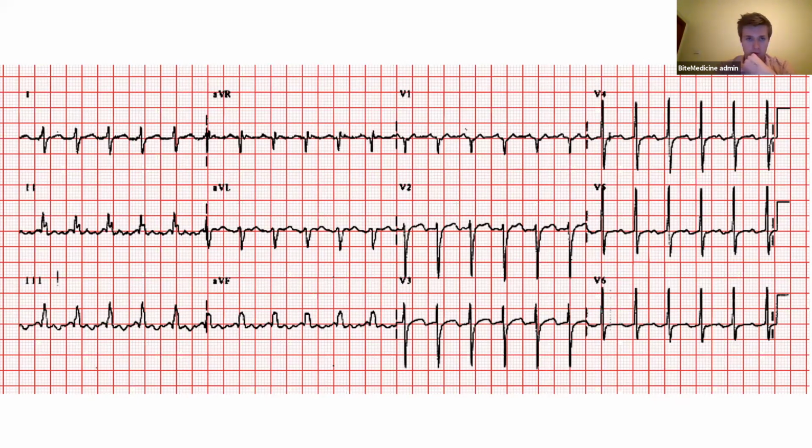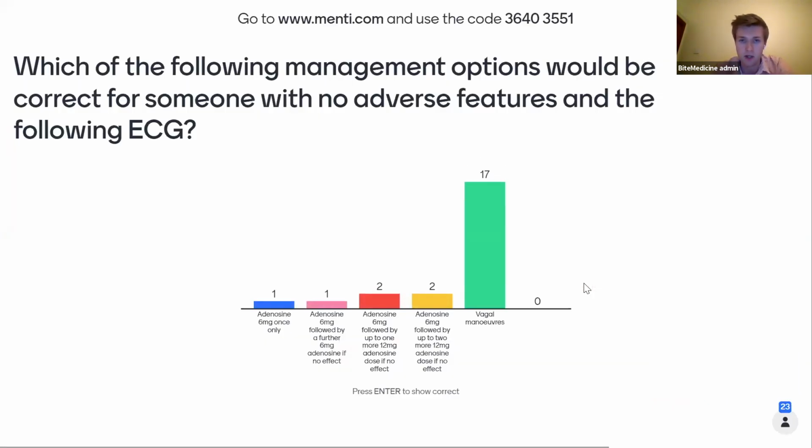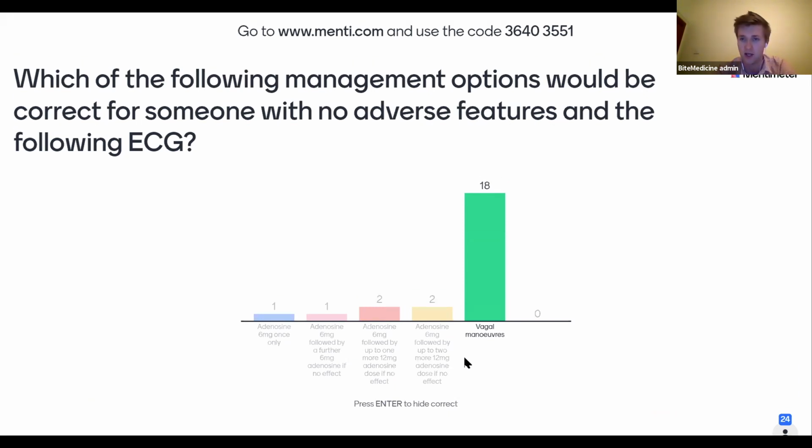Okay, so hopefully that's enough time to have had a little look at that ECG. Now let's head over to what you guys are thinking. Wow, pretty stark here. So 17 of you have gone for vagal maneuvers, and then you've split roughly across the other options. So let's have a look at what the answer is. Absolutely, this is vagal maneuvers. I'm delighted with that as an outcome. So really, really good job there, guys.